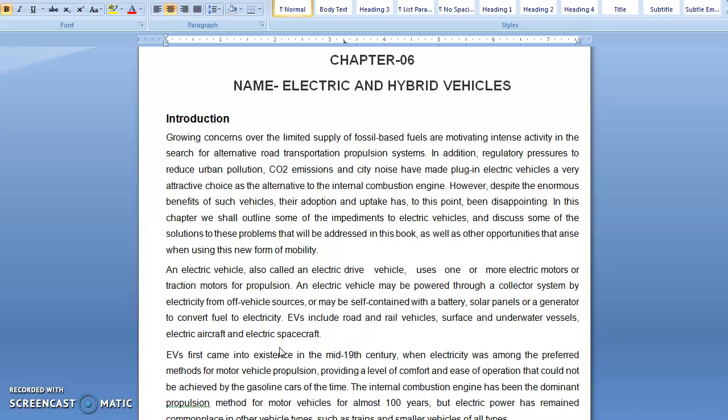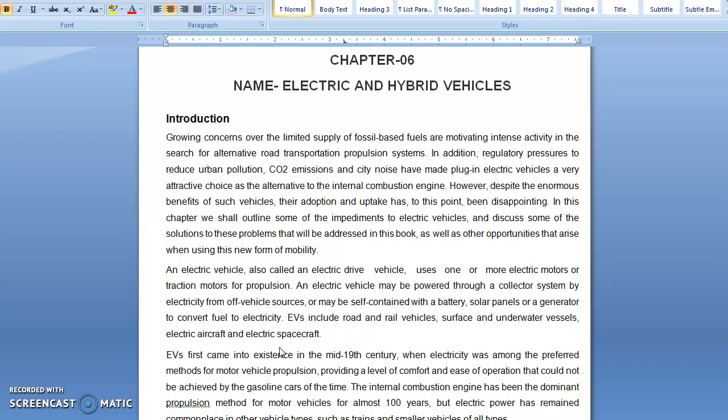Before that, we have to understand that the automobiles we use in day-to-day life are only for the transportation of passengers or goods from one place to another upon the ground. Growing concern over the limited supply of fossil-based fuels is motivating intense activity in the search for alternative road transportation propulsion systems.